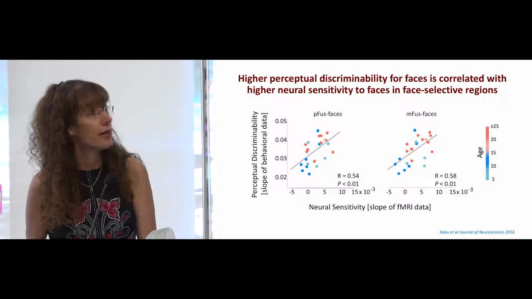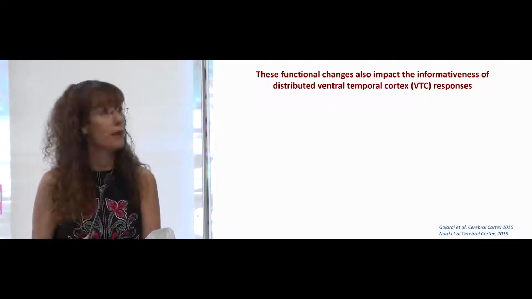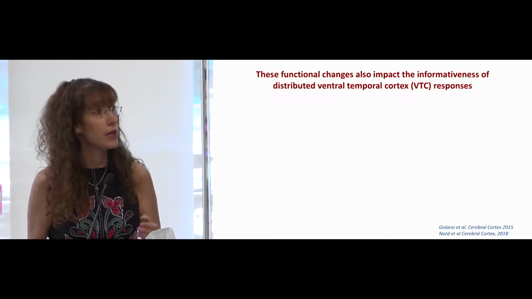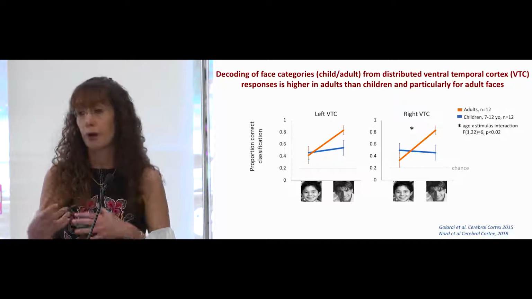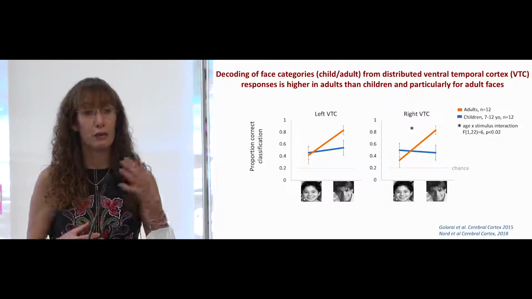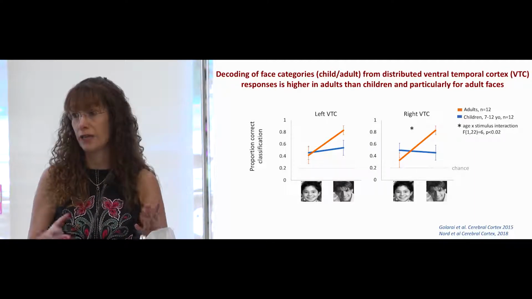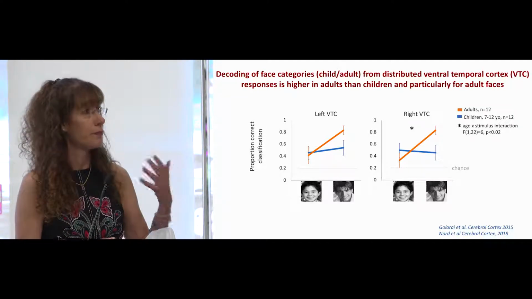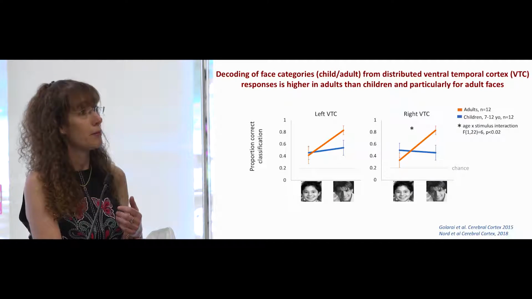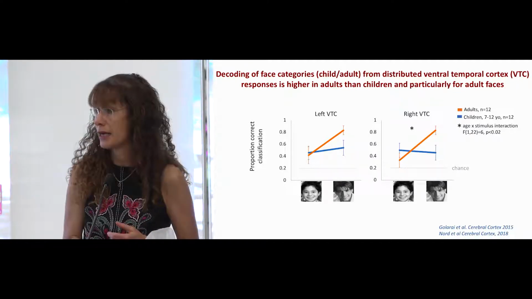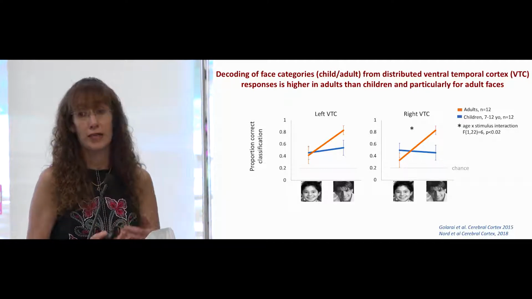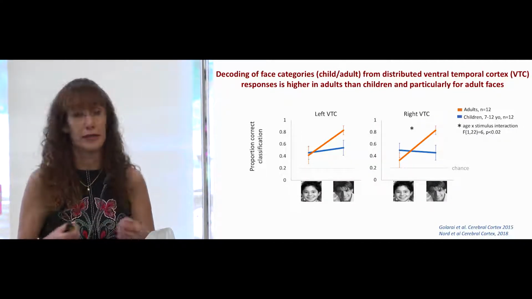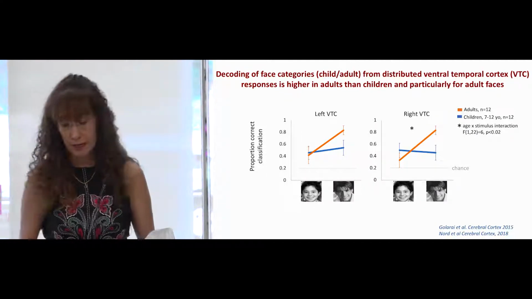Another interesting finding from our data is that these functional changes also impact the informativeness of distributed responses in ventral temporal cortex. Here we did a decoding experiment in which we took the entire ventral temporal cortex and saw how well we can decode from this distributed activity if people are looking at a category of faces, either child faces or adult faces. And you can see that overall adults are better, the decoding is better from adult data than children data, but interestingly, this improvement seems to be particularly for adult faces. And this suggests again that not just overall experience with faces, but perhaps adults have more experience with adult faces that leads to this better discriminability of the classifier.